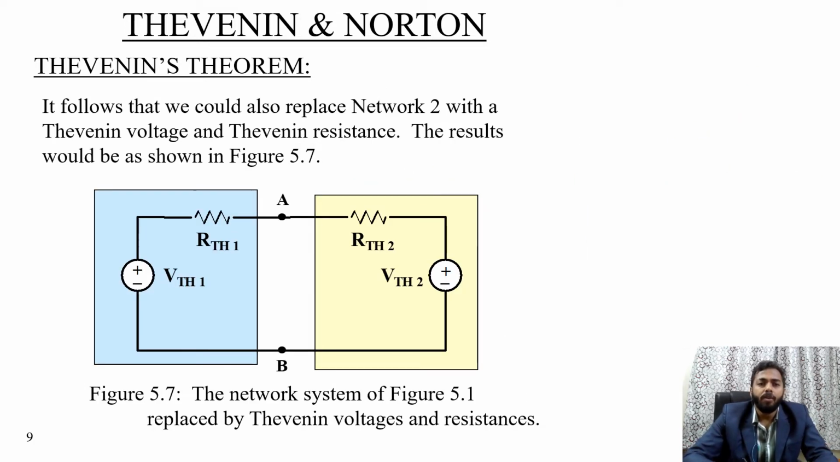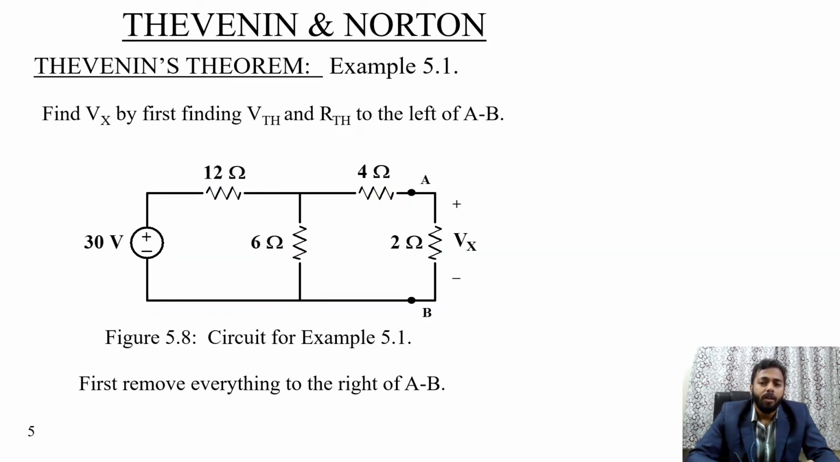Now, Thevenin's theorem. It follows that we could also replace network 2 with the Thevenin's voltage and Thevenin's resistance. Let us assume if you have another circuit, you can also replace that one with the Thevenin's voltage and Thevenin's resistance, and after that you can solve the circuit. Okay. Now let us take the example.